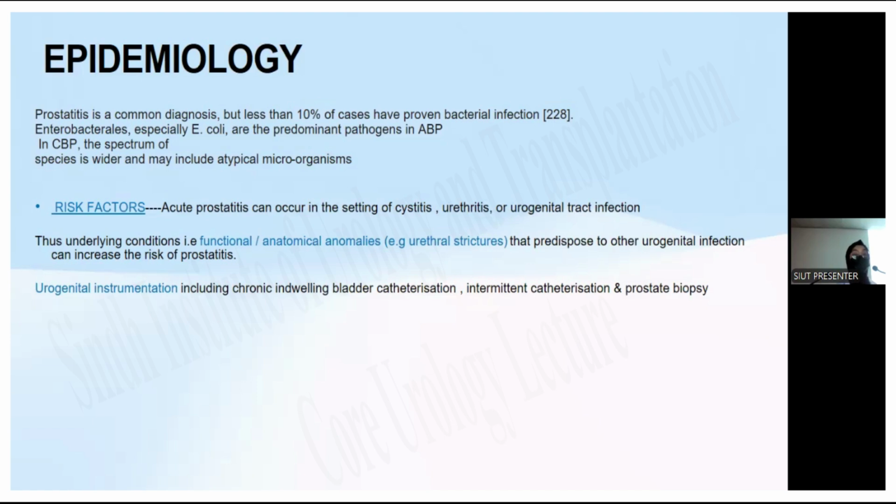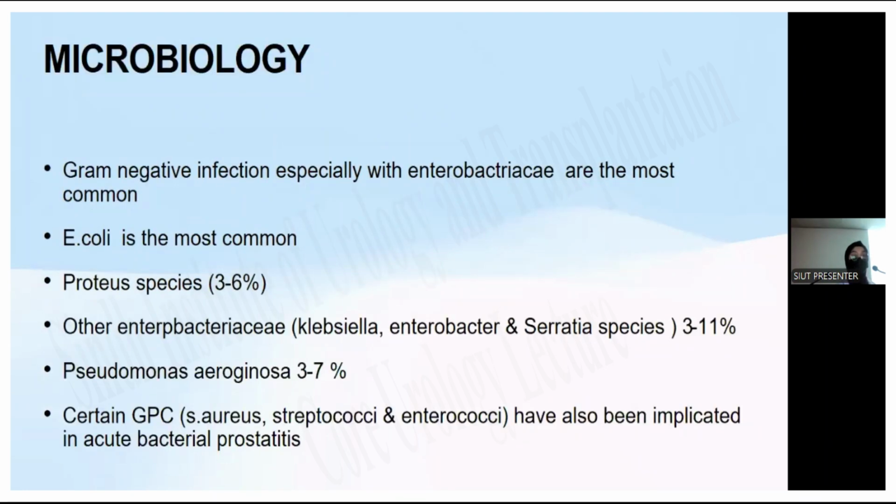The risk factors include the presence of lower urinary tract infections such as cystitis, urethritis, or the presence of functional or anatomical anomalies. Any urogenital instrumentation, be it catheterization, intermittent catheterization, or even a prostate biopsy, can also put the patient at risk for acute bacterial prostatitis. As we discussed, E. coli is the most common cause, followed by Proteus and other Enterobacteriaceae, Pseudomonas, and certain gram-positive organisms as well.